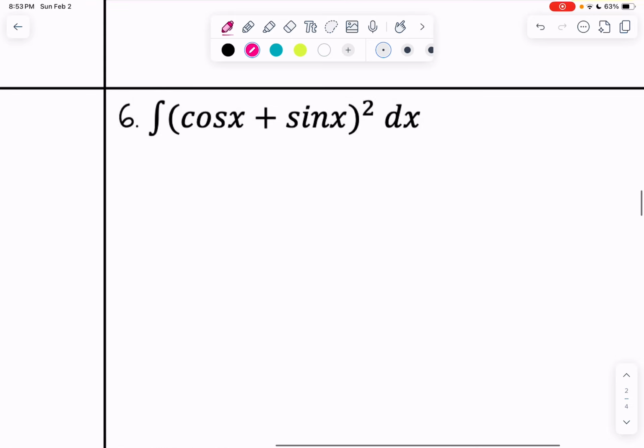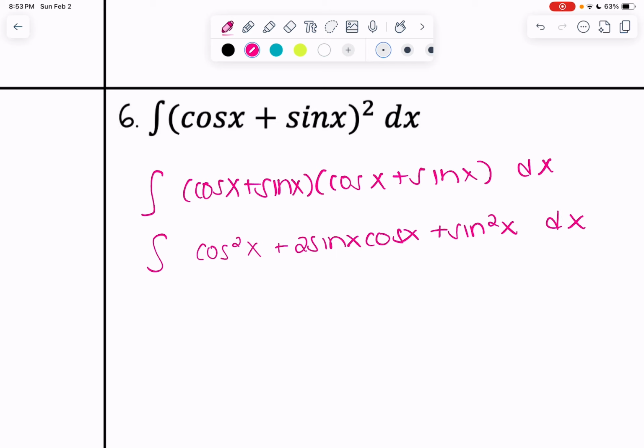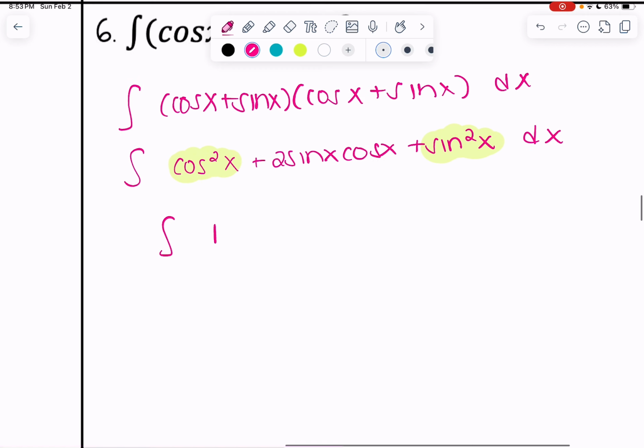Okay, for our last problem, we have cosine x plus sine x, squared. So when we square something, we always multiply it by itself. And then what I'm going to do is rewrite this one more time, basically distributing or using FOIL, however you want to think about it. I happen to notice here that I have cosine squared x plus sine squared x, and that we saw is one of those identities that is equal to 1.